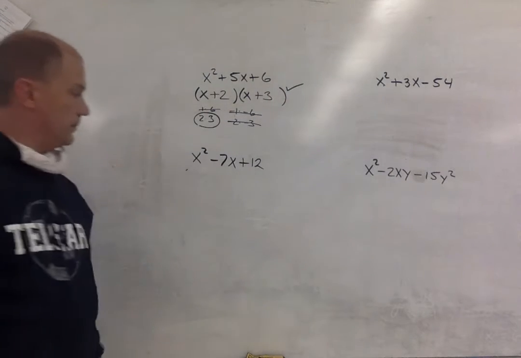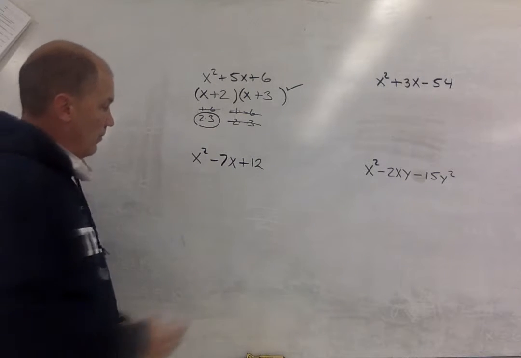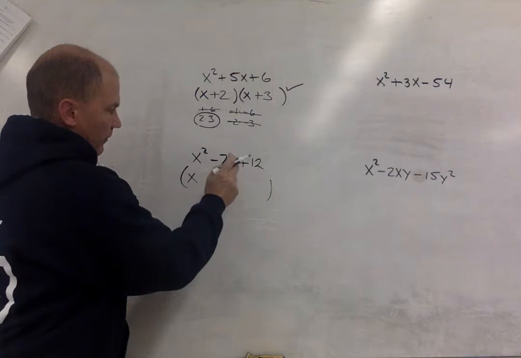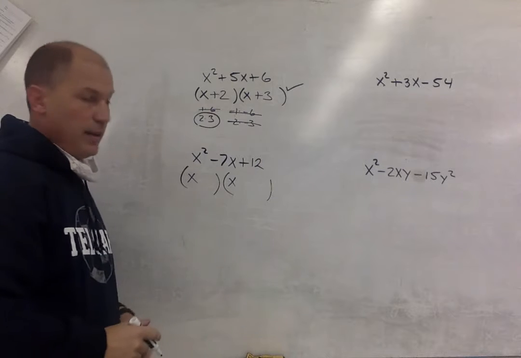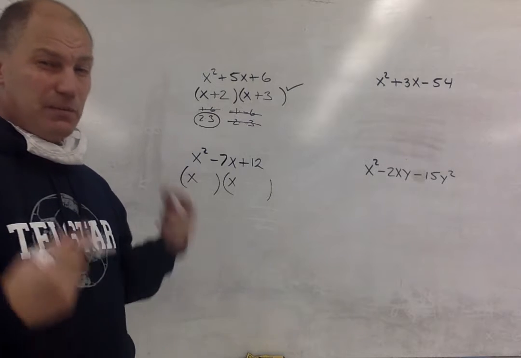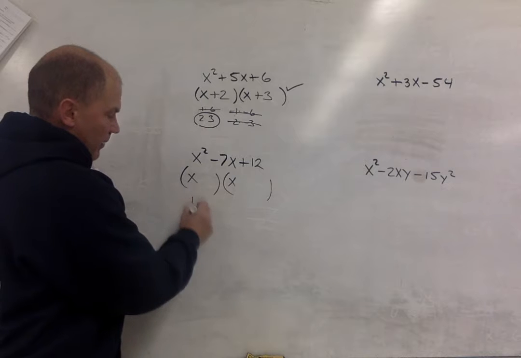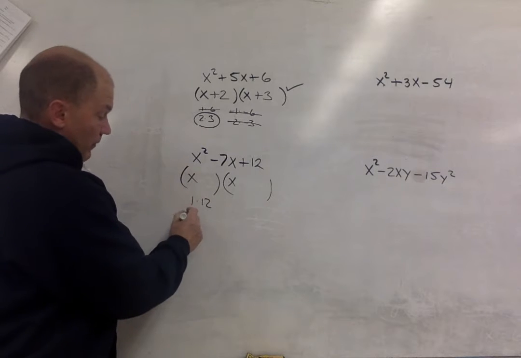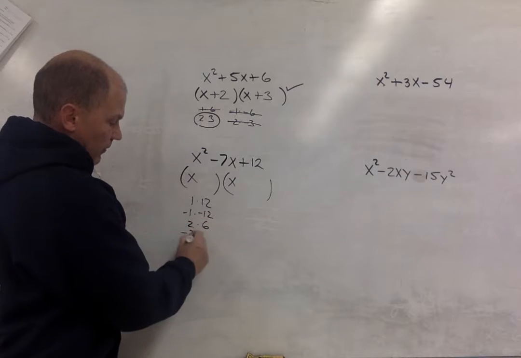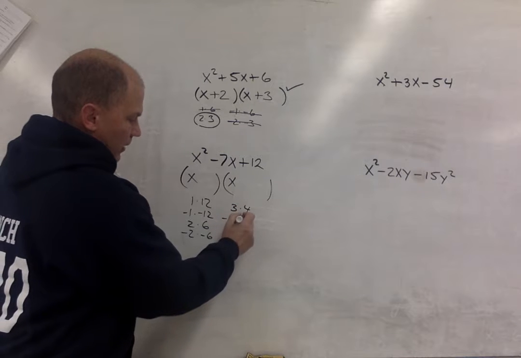That is factored. So we need to do the same thing here with this. We know it's going to be binomials. We know that the first term's x. We're looking for two numbers that multiply to 12 that will add to -7. So some of you might be able to just go, oh, these are the answers. But if you don't, if you just start listing them, we have 1 times 12, we have -1 times -12, we have 2 times 6, and -2 times -6, and we have 3 times 4 and -3 times -4.